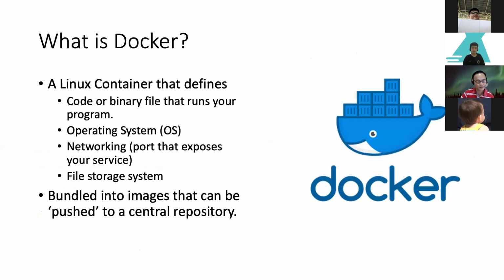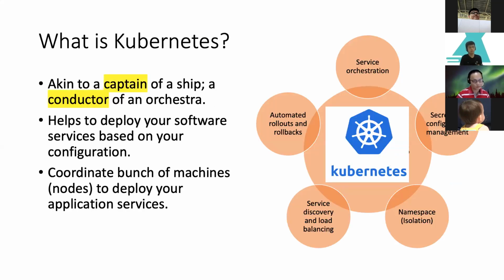So like what I said just now, Docker is basically you bundle all these things together: code, operating system, network, file storage, everything that you need to run your code into a file called a Dockerfile. Then later on you can build it into an image and send it over to a repository, so it can be downloaded anywhere it needs to by Kubernetes, right? So this is in short Docker. Kubernetes is like the captain of a ship, the conductor of an orchestra. It deploys software based on your configuration. You say what you want, and it will do it for you.